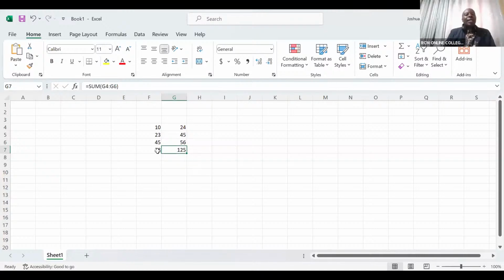But a good student in Excel, a good accountant, ladies and gentlemen, cannot do that. A good accountant in Excel will highlight these two if you want to do the two, and then say straight Alt equals. When you say Alt equals, it works magic. Alt equals, all right?